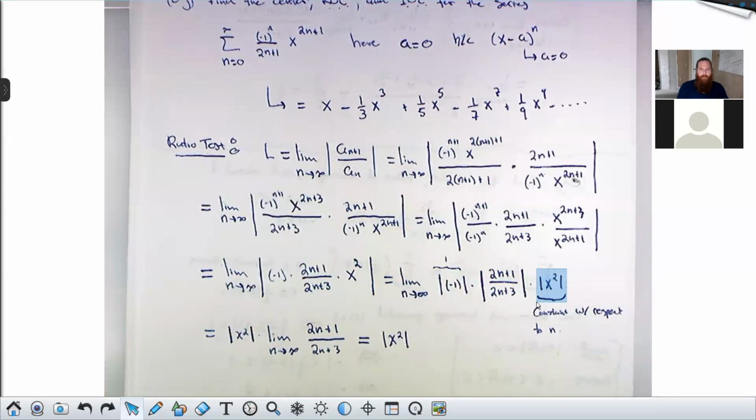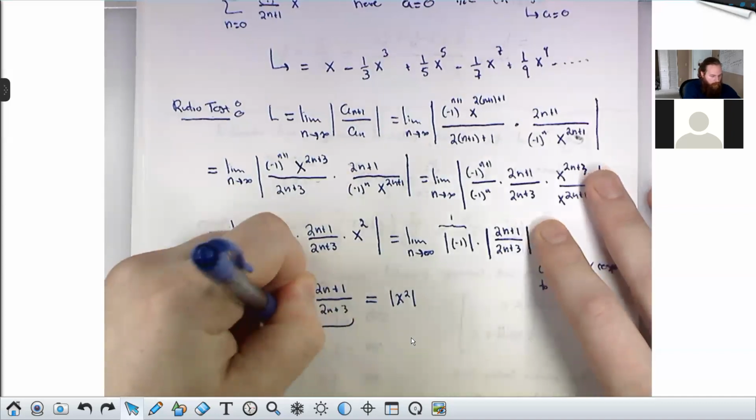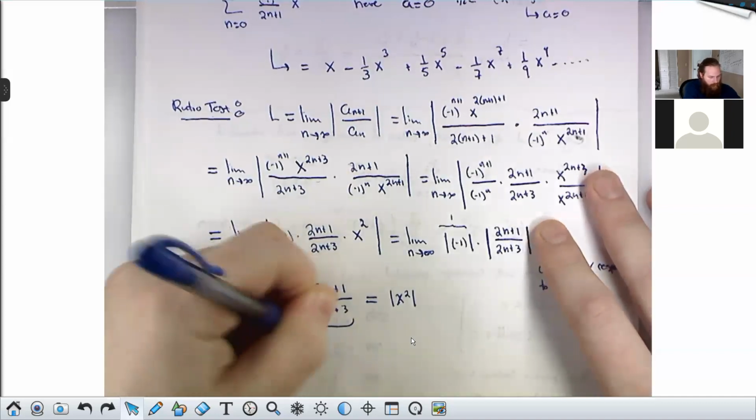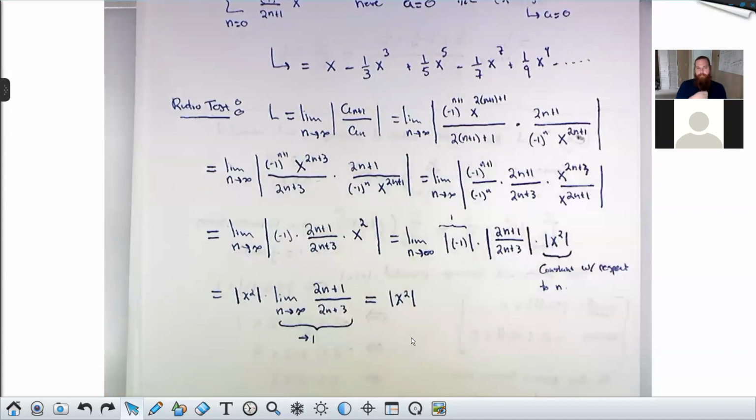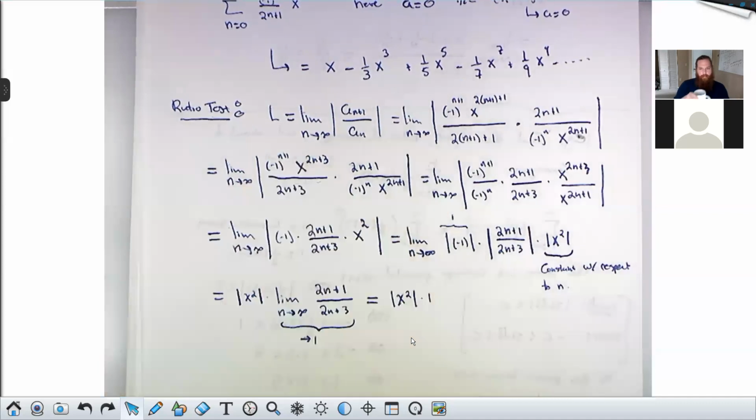So this piece could pop outside the limit because it doesn't have any n's in it. This piece is constant, it's just 1. And this piece, as n goes to infinity, becomes 1. So this whole limit here is really just equal to this guy, because this piece here goes to 1. So this is abs x squared times 1, if you like.